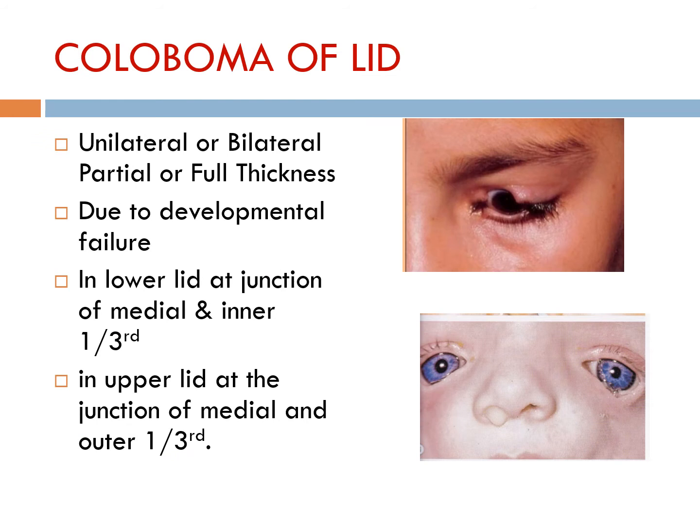Next is coloboma of the lid. Colobomas are uncommon unilateral or bilateral full thickness defects. They occur when eyelid development is incomplete, due to either failure of migration of the lid ectoderm to fuse the lid folds or to mechanical forces such as amniotic bands. Upper lid colobomas appear at the junction of the medial and inner one-third. The lower lid colobomas are at the junction of the medial and outer one-third. The treatment is primary closure, and large defects may require skin grafting.